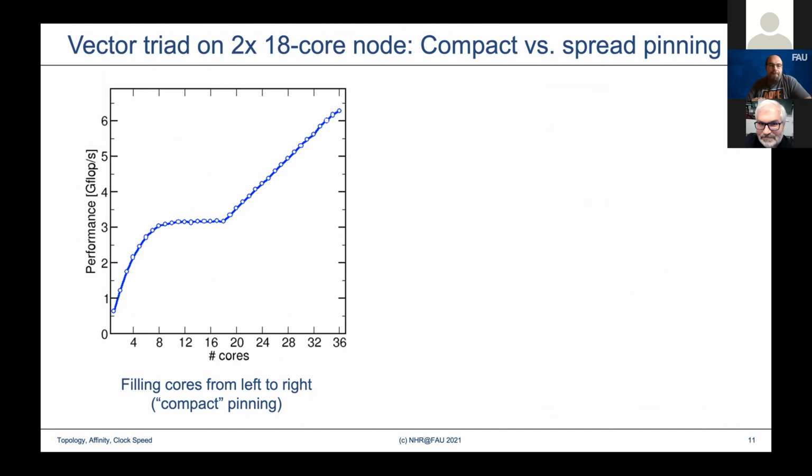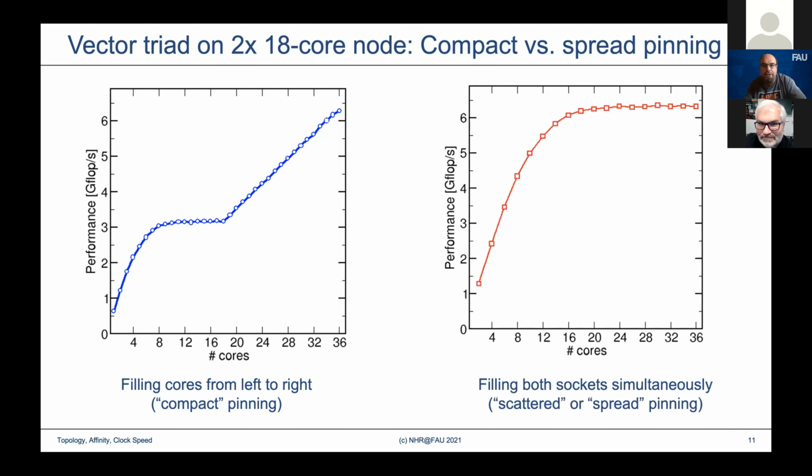Here is a short explanation why we have this scaling behavior. If we fill our threads in a compact way, so we start with a single core and we add cores up until we reach the number of cores per socket, and then we start adding single cores of a different domain, we have this picture. If we use scatter pinning or spread pinning, so we fill both sockets at the same time with two threads, in that case we have a completely different scaling behavior.